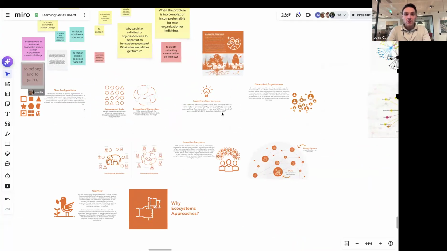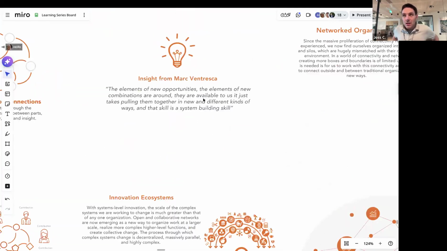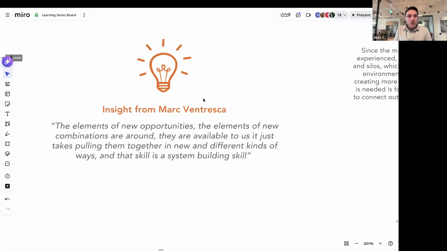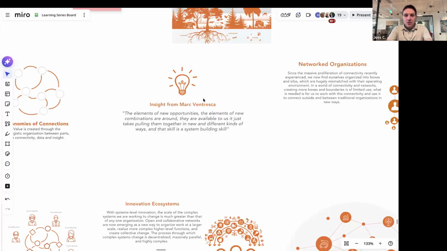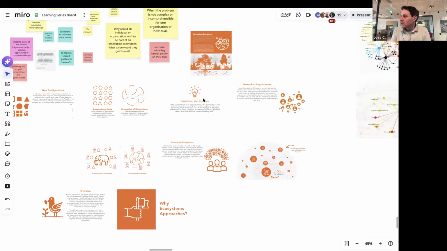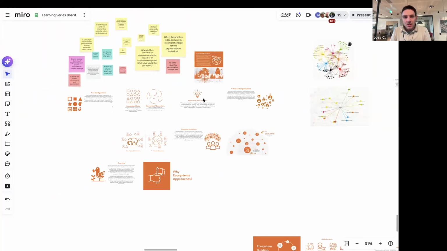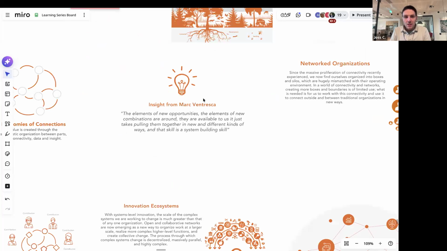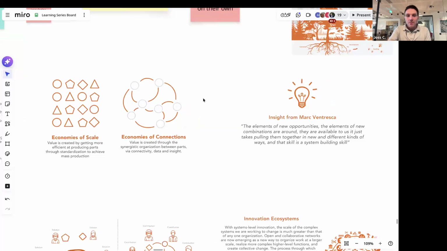Well, here's another little quote from Mark Ventresca. He's an ecosystem builder, a professor at Oxford, and he says the elements of new opportunities, the elements of new combinations are around. They're available to us. It just takes putting them together in new and different kinds of ways. And this is the systems building skill. So that's interesting. The elements of opportunity are all around us, and it just requires us pulling them together in new kinds of ways. And that's the skill we're trying to work on.